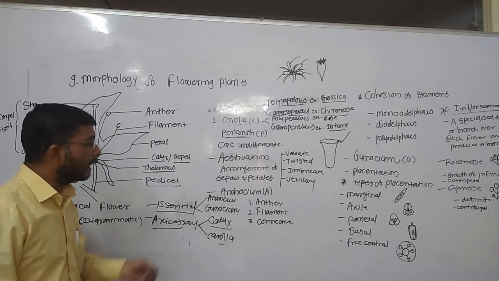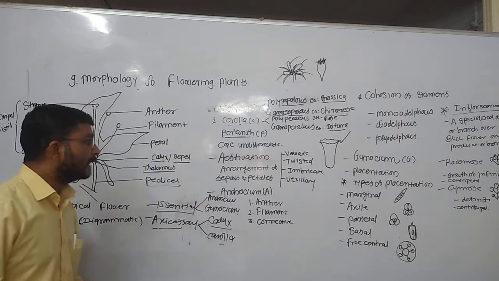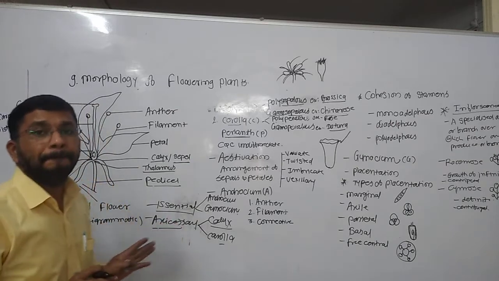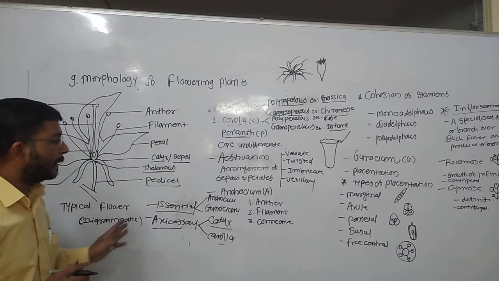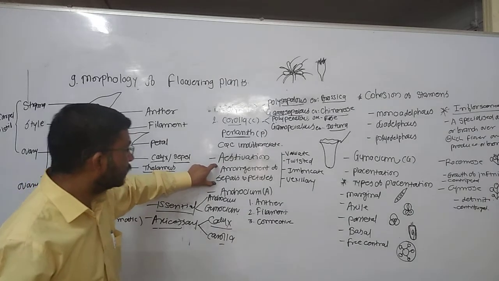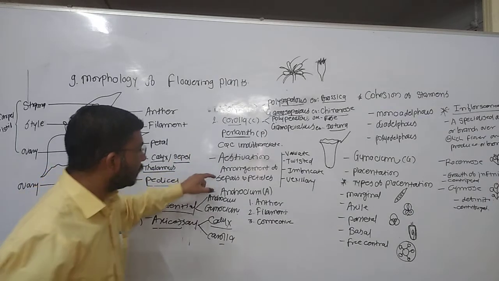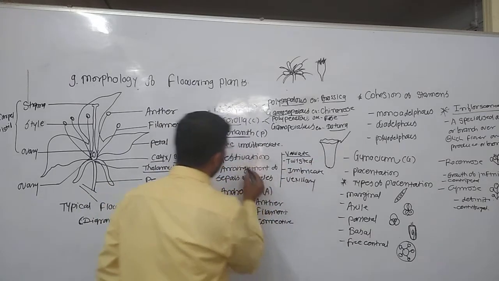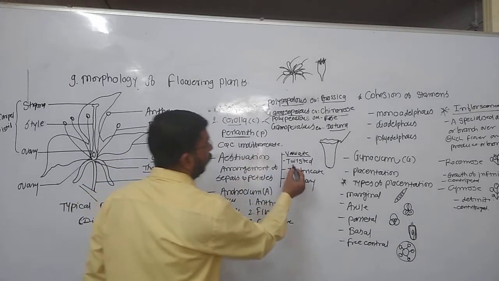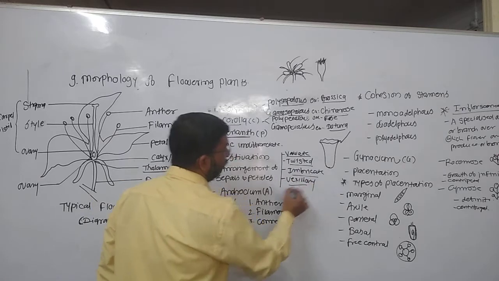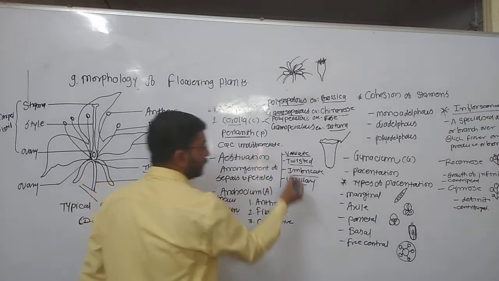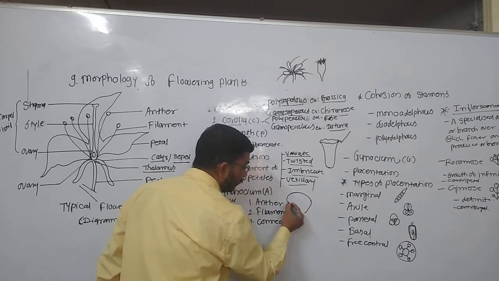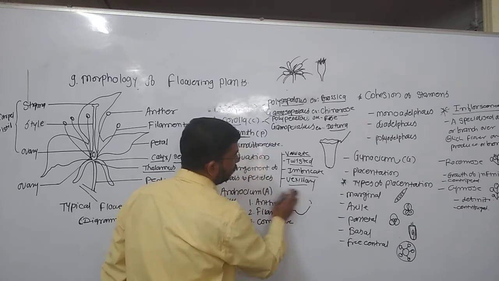Then next is aestivation. What is aestivation? Aestivation is the arrangement of sepals and petals. The types of aestivation are valvate, twisted, imbricate and vexillary. In valvate aestivation, all the petals only touch each other like this.